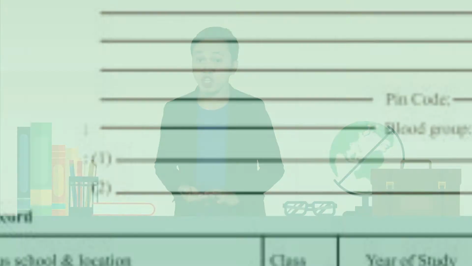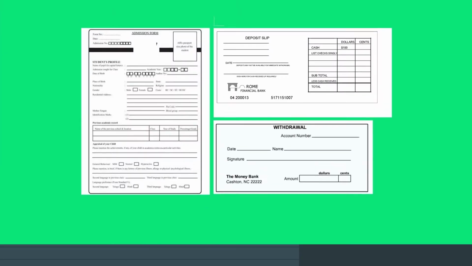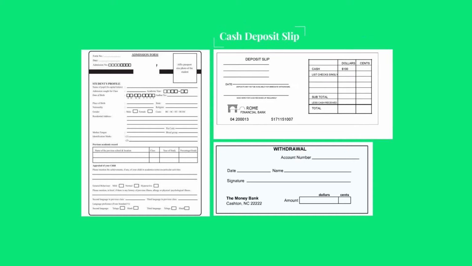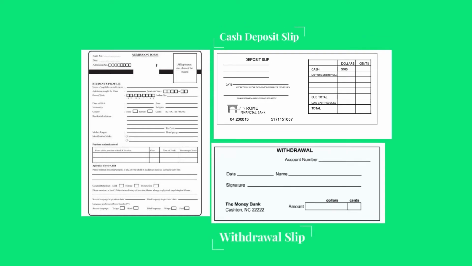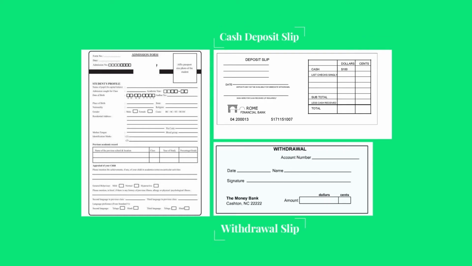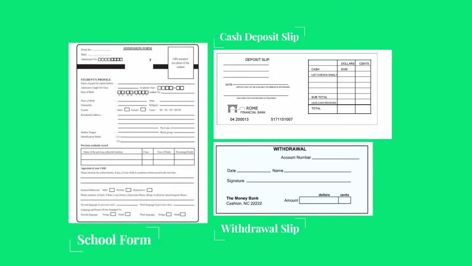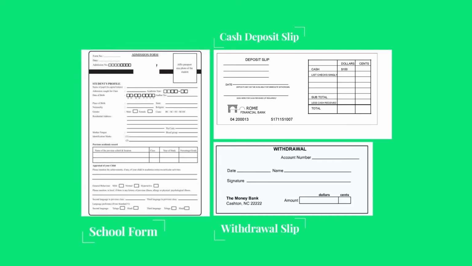Now, examine the forms flashed on your TV screen. Identify which is a school form, a cash deposit slip, or a withdrawal slip. Let us see if you had the right answer. Form 1 is a cash deposit slip. Form 2 is a withdrawal slip, while Form 3 is a school form. What's your score? I know you answered the items correctly.